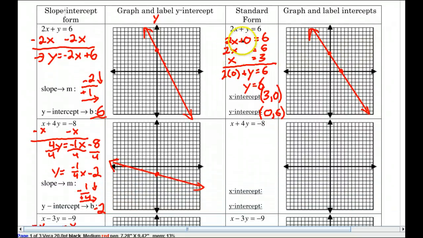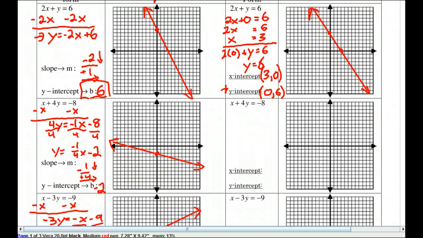So first you plug in the 0 for the y. That gives you the x-intercept. And then you plug in a 0 for the x. That gives you the y-intercept. And the y-intercept, remember, is the same number you get for the b. These are the same numbers. So the b and the y-intercept here are always going to be the same.